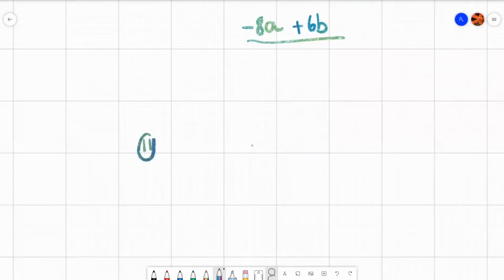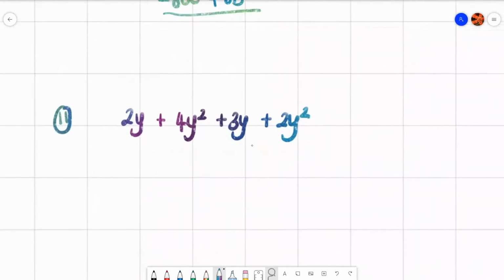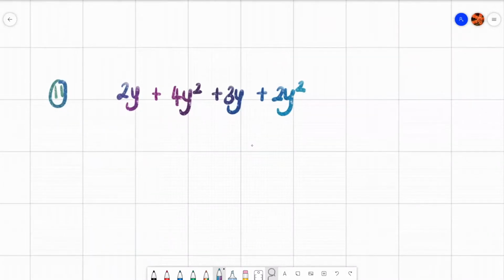What if you had something like this? This is where it gets a little bit complicated when you have squares or cubes within your question. Some people think, well, actually, we can add all these together. So 2, add 4 is 6, add 3, 7, 8, 9, add 2, 10, 11. And then some people would maybe write 11y or 11y squared, or some people would even write 11y cubed. All these are incorrect.